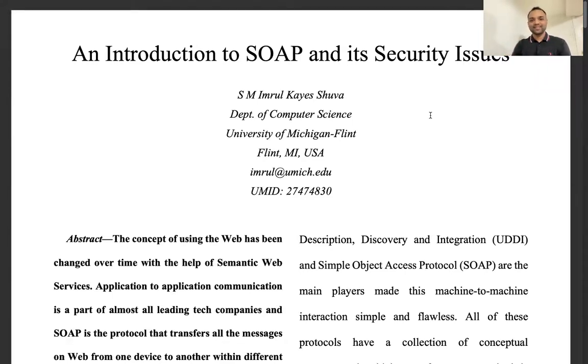So today I'm going to present the final project of this semester. I have selected a paper presentation. Today I will be presenting a topic called an introduction to SOAP and its security issues.